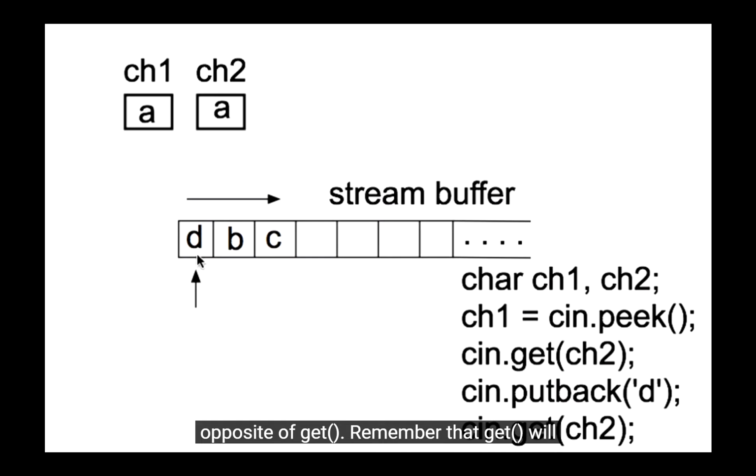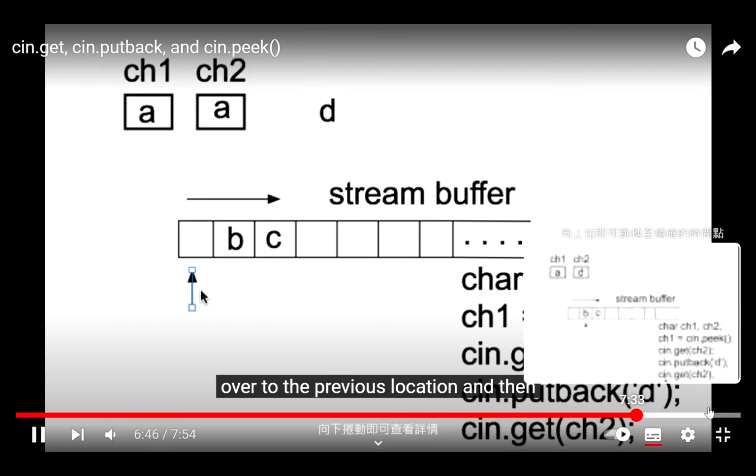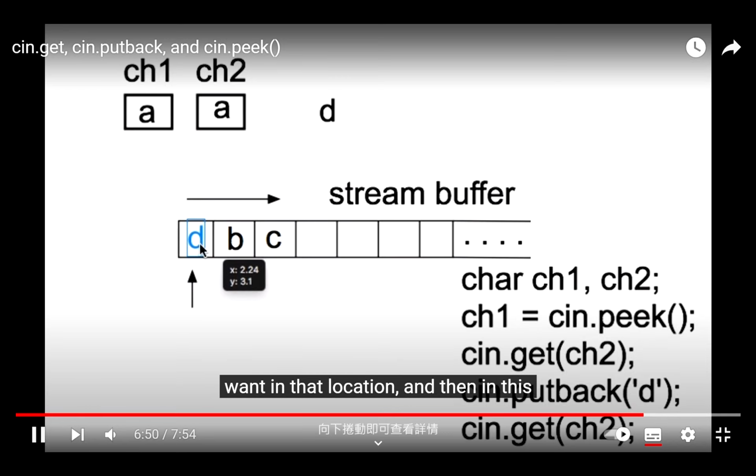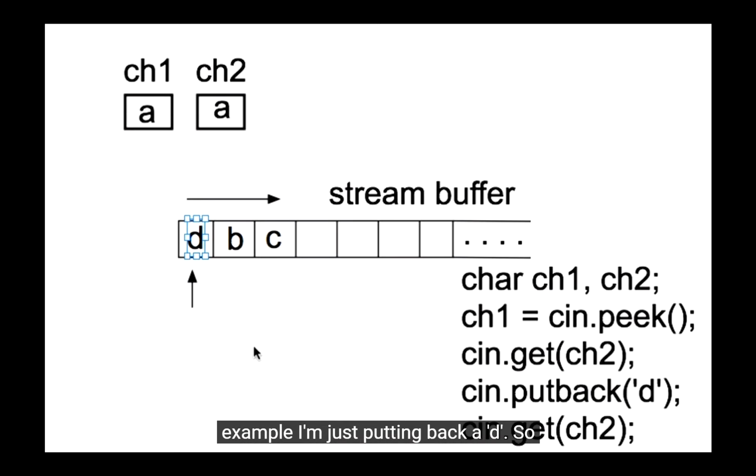Remember that get will remove the character from the stream and then move the pointer over. Well, putback is the opposite. So we move the pointer back over to the previous location, and then we store whatever single character we want in that location. And in this example, I'm just putting back a D. So the next statement after putback is cin.get ch2. All right. Well, we grab the D and we place that into ch2.